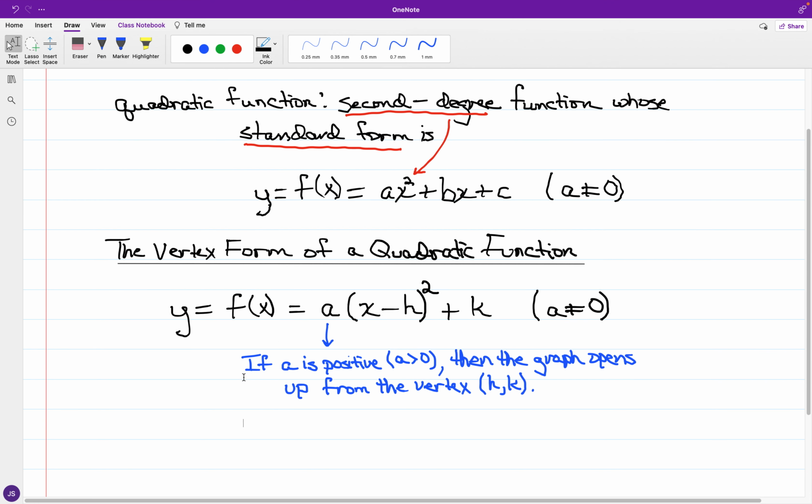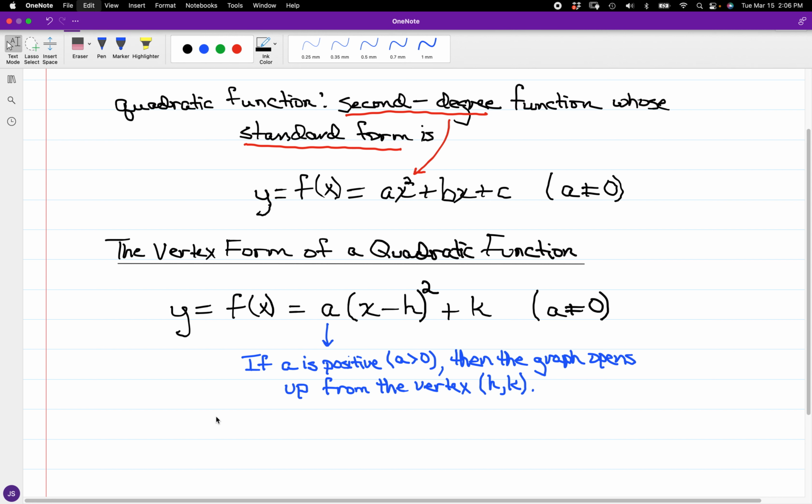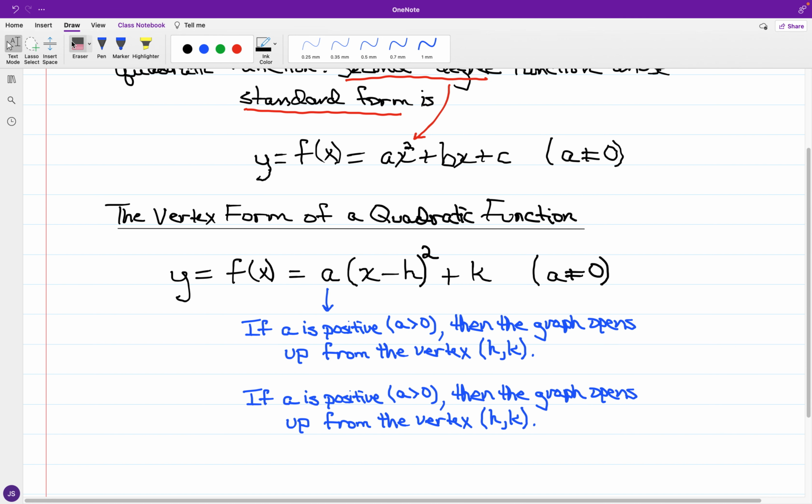But now just to change it up, say that the leading coefficient, instead of being positive, winds up being negative. So I have a change in the sign value of a, and this is going to change the direction for how the graph is going to open from the vertex. In this case, it's going to open downward from the vertex. So if a is positive, the graph opens up from the vertex. Again, if the leading coefficient a is negative, the graph is going to open down from the vertex.